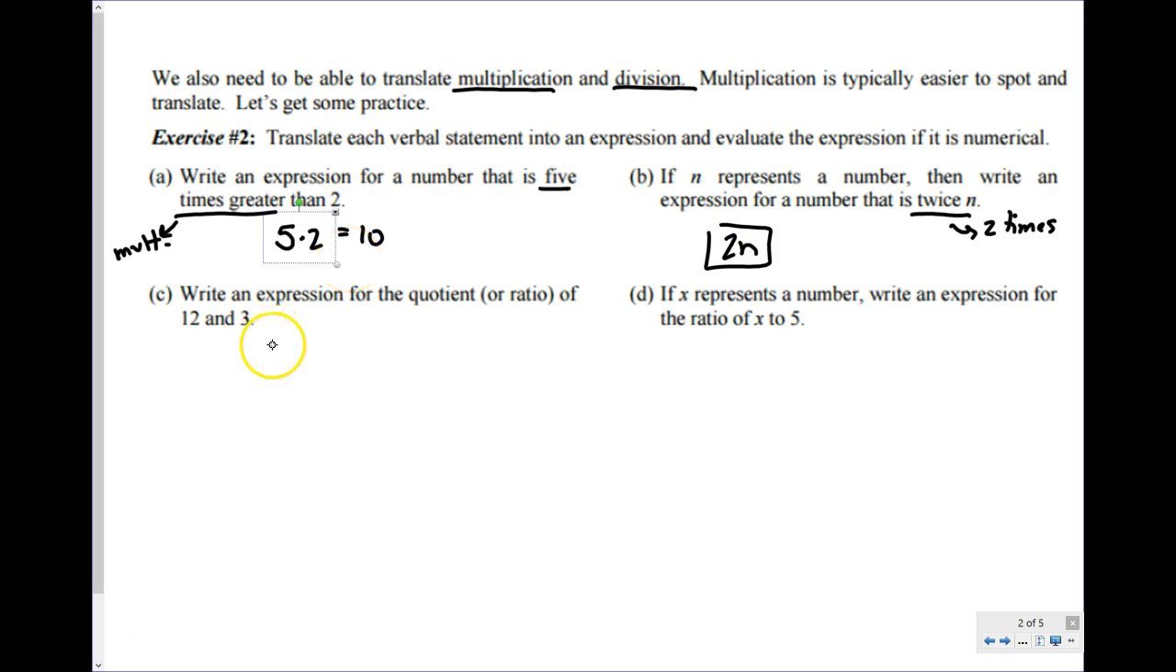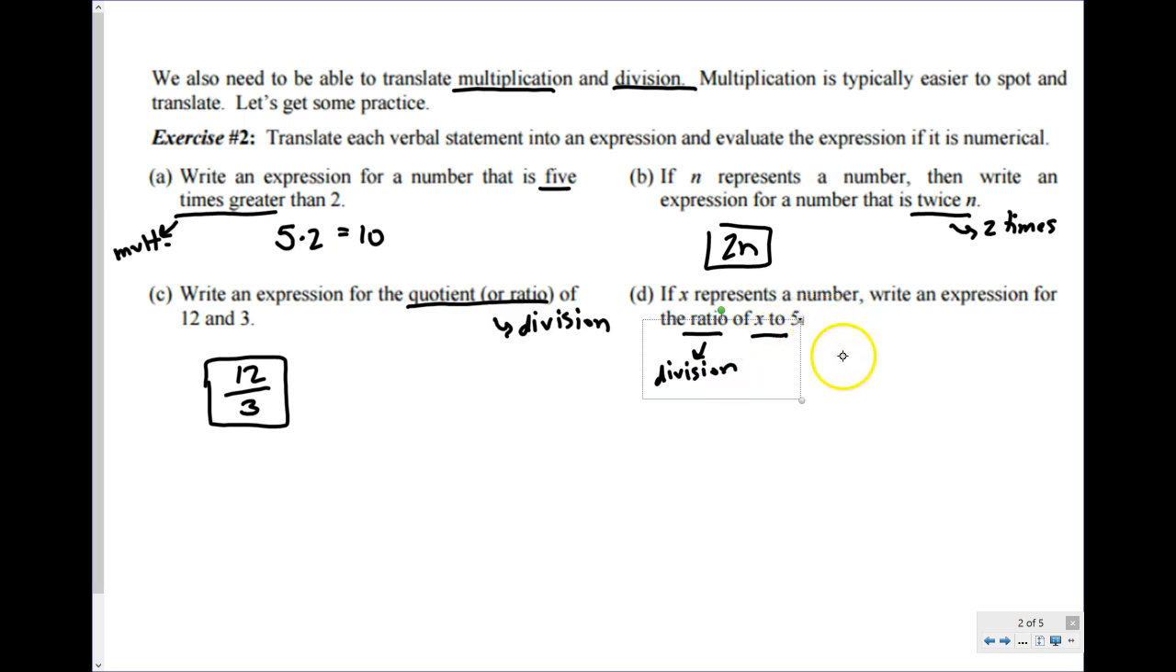Letter C. Write an expression for the quotient or ratio of 12 and 3. Quotient or ratio means division. So if 12 and 3, I'm going to make 12 go on top and 3 go on bottom. Letter D. If x represents a number, write an expression for the ratio of x to 5. Ratio again means division. And if it's x to 5, x on top, 5 on the bottom. Okay, starting off simple.